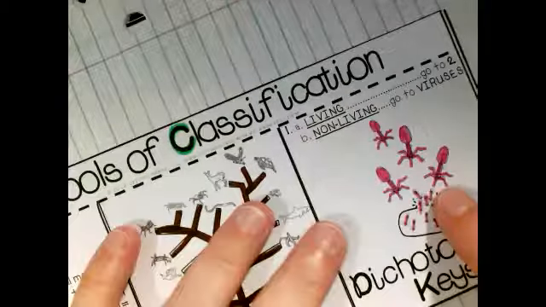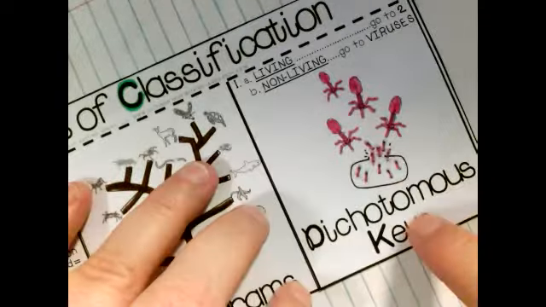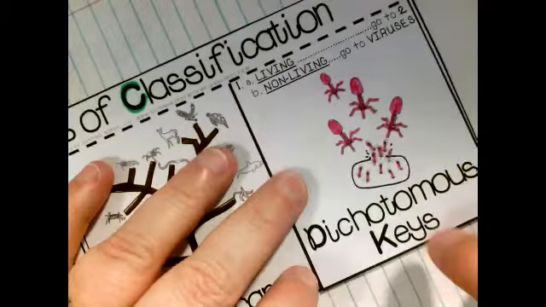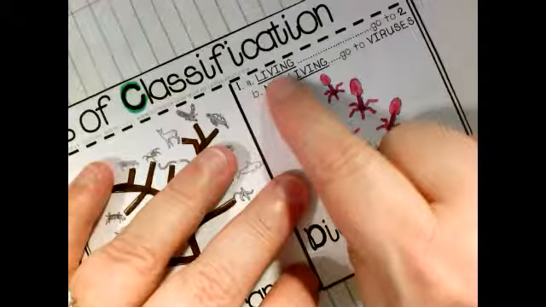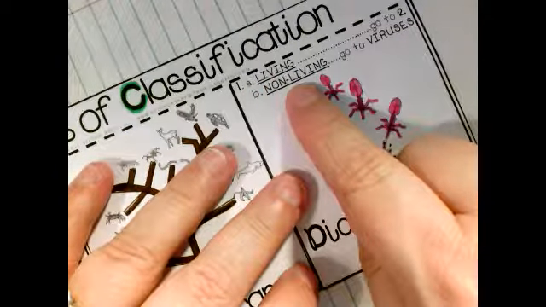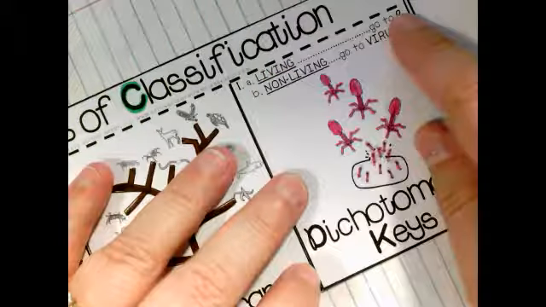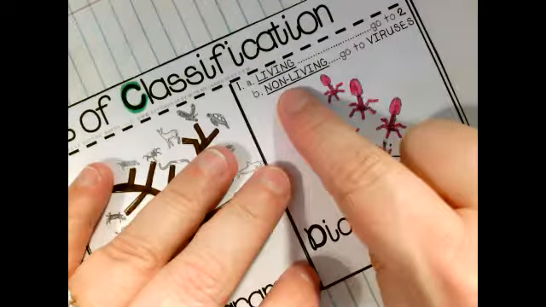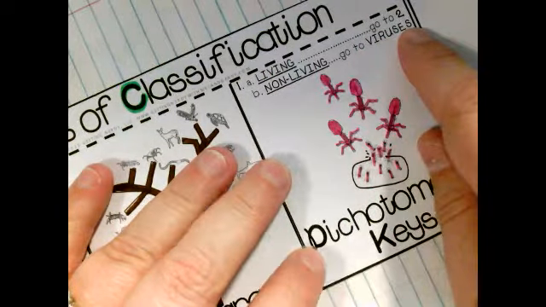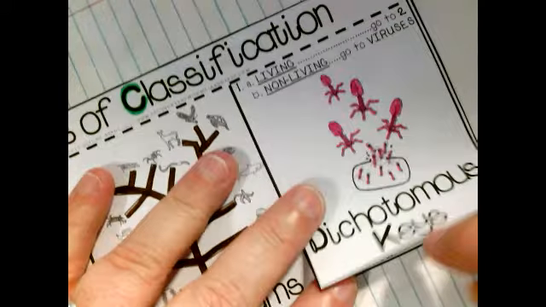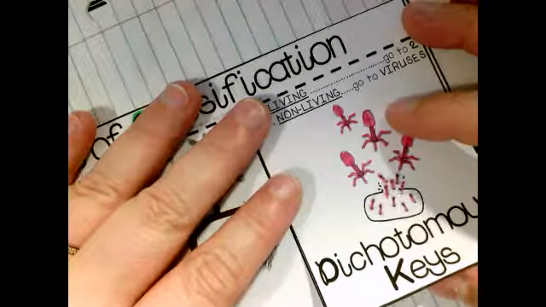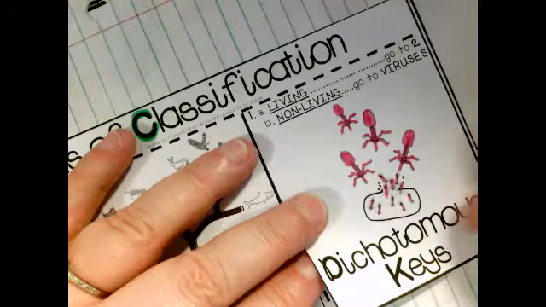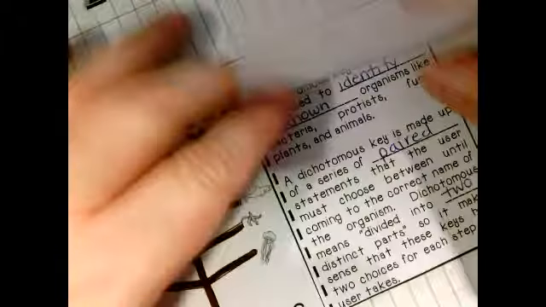Okay, so dichotomous keys, and we are going to look more at these in a different activity. But these are fun, and this shows you an example here. So you might have something that said, is it living or non-living? If it's living, you would go to page 2. If it's non-living, you would go to viruses. And so that's how a dichotomous key works. It's like a choose your own adventure, and you keep going down until you get to what it is.